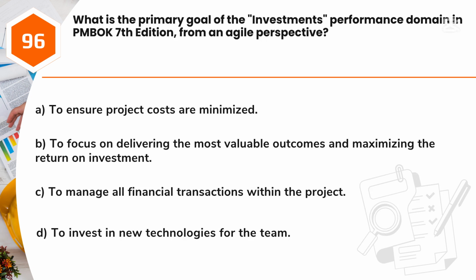Question 96. What is the primary goal of the Investments Performance domain in PMBOK 7th edition, from an Agile perspective? A. To ensure project costs are minimized. B. To focus on delivering the most valuable outcomes and maximizing the return on investment. C. To manage all financial transactions within the project. D. To invest in new technologies for the team.